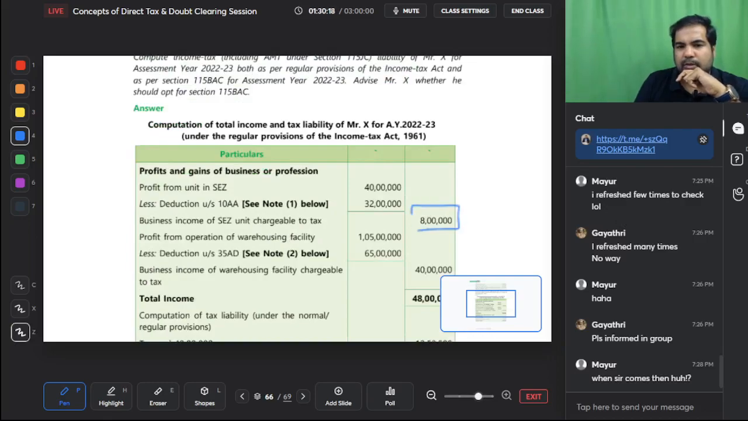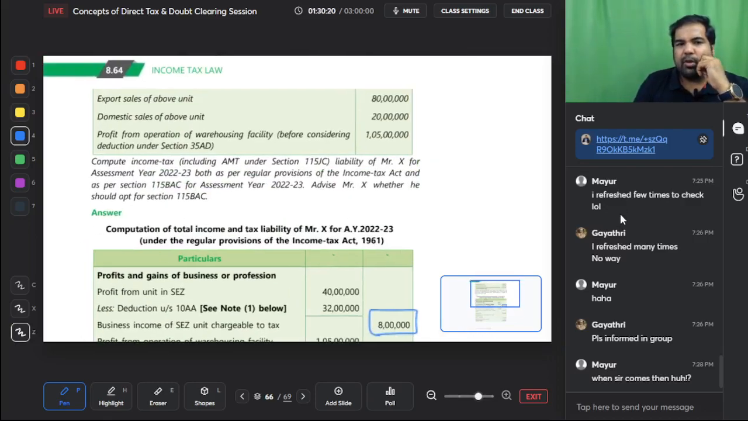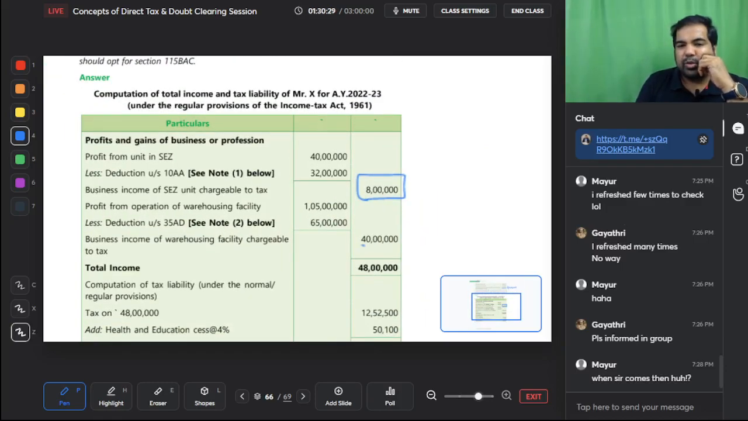Here we go. Same thing for warehousing also. Profit from warehousing is 1 lakh 5. Out of that, 65 lakhs is basically the deduction, 100% deduction. So you get 40 lakhs here. So totally 48 lakhs on which you will calculate tax.